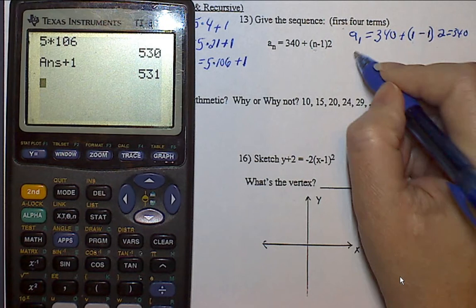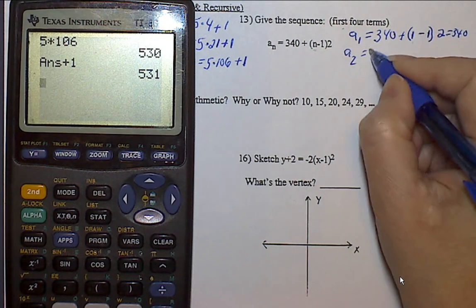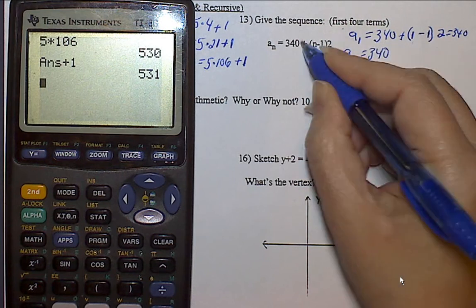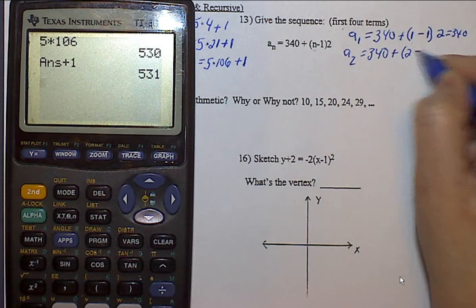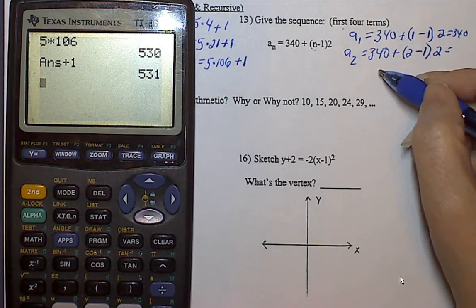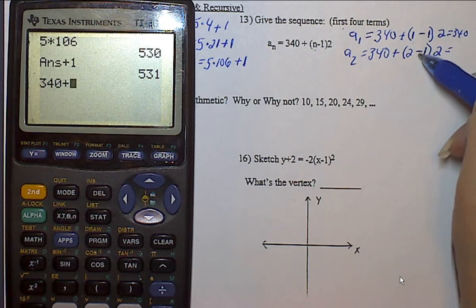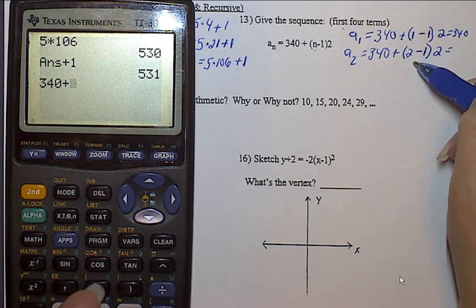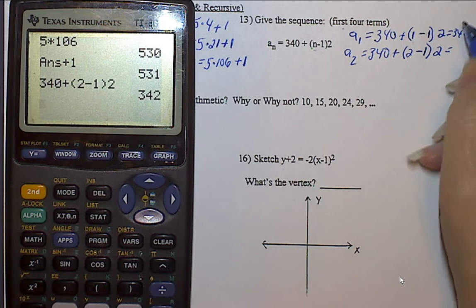a sub 2. A sub 2 is 340 plus my 2, because it's the second term, minus 1 times 2. So I have 340 plus, and if you want, you can do it out in your calculator, 2 minus 1 and times 2. So my next number is 342.